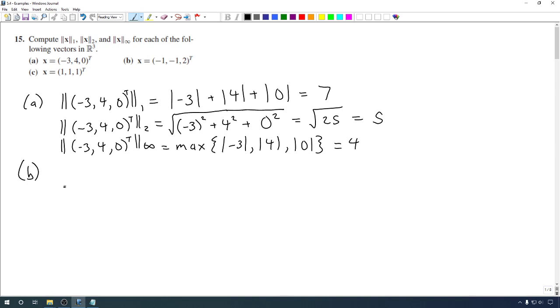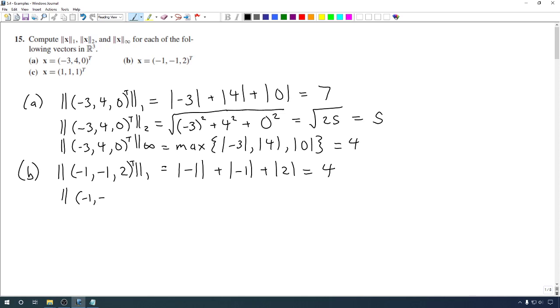And we'll just go ahead and repeat that for the other two vectors. What's the 1 norm of -1, -1, 2? Again, just sum the absolute values. We have 1 plus 1 plus 2, and we get 4. Then we want the 2 norm. And again, taking the square root of -1 squared plus -1 squared plus 2 squared.